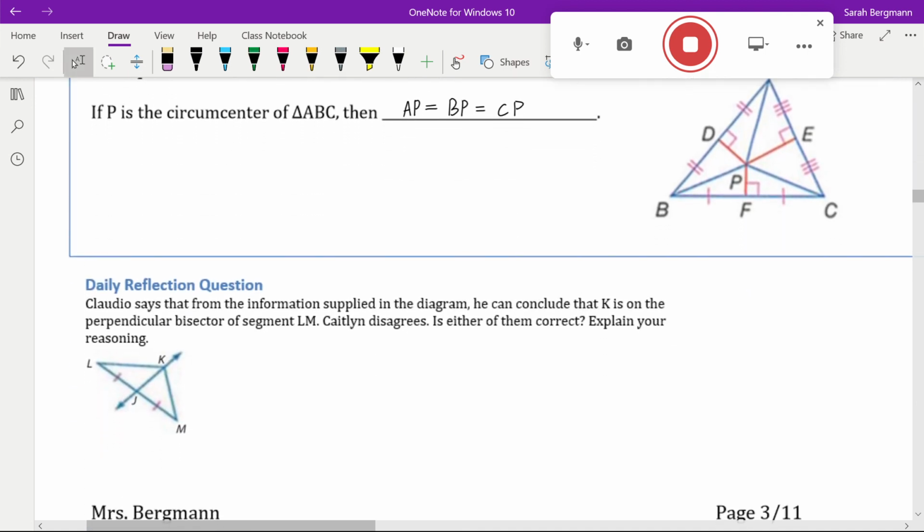I want you to reflect on this question. I know it's not on your notes, but you can still write it at the bottom. Claudio says that from the information supplied in the diagram, he could conclude that point K is on the perpendicular bisector of segment LM. Caitlin disagrees. Is either of them correct? Please explain your reasoning in 1 to 2 complete sentences.